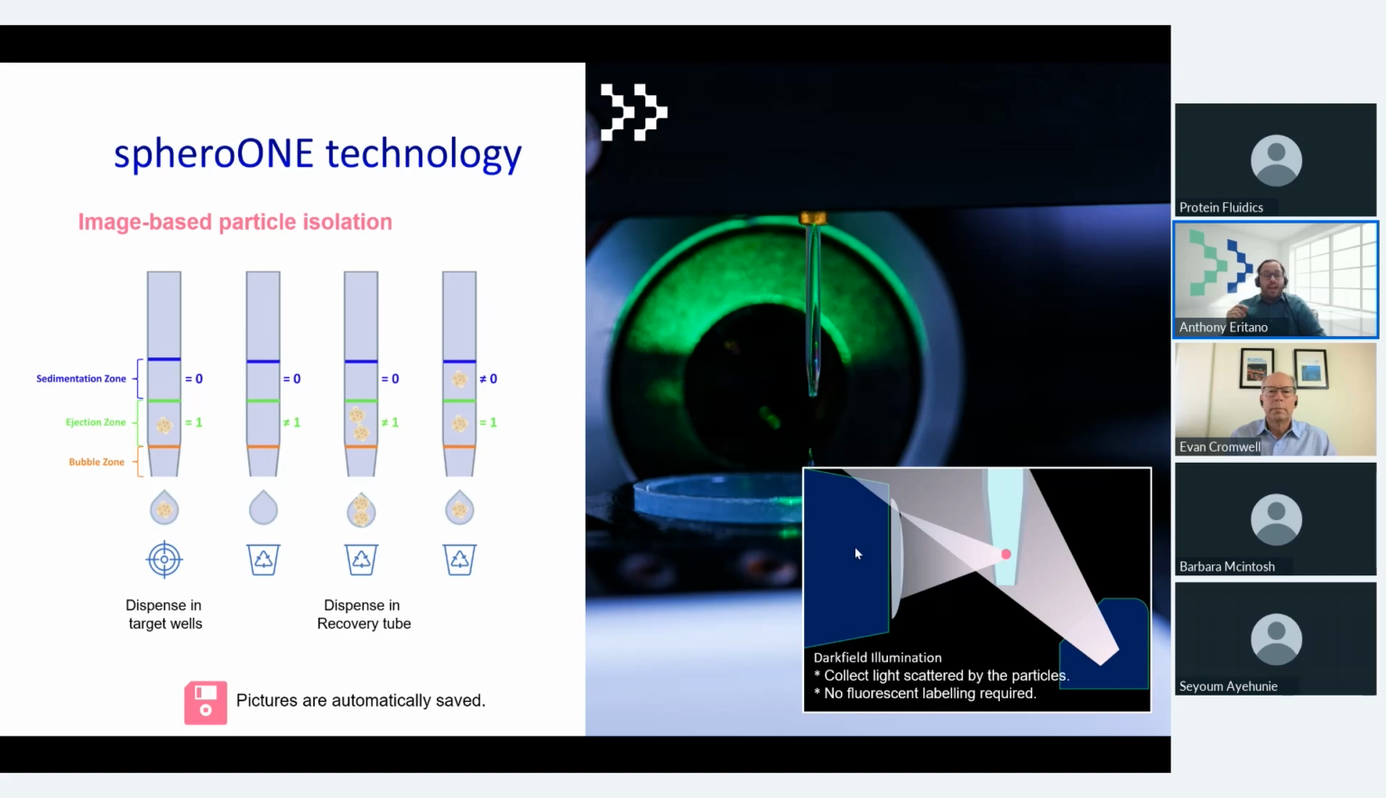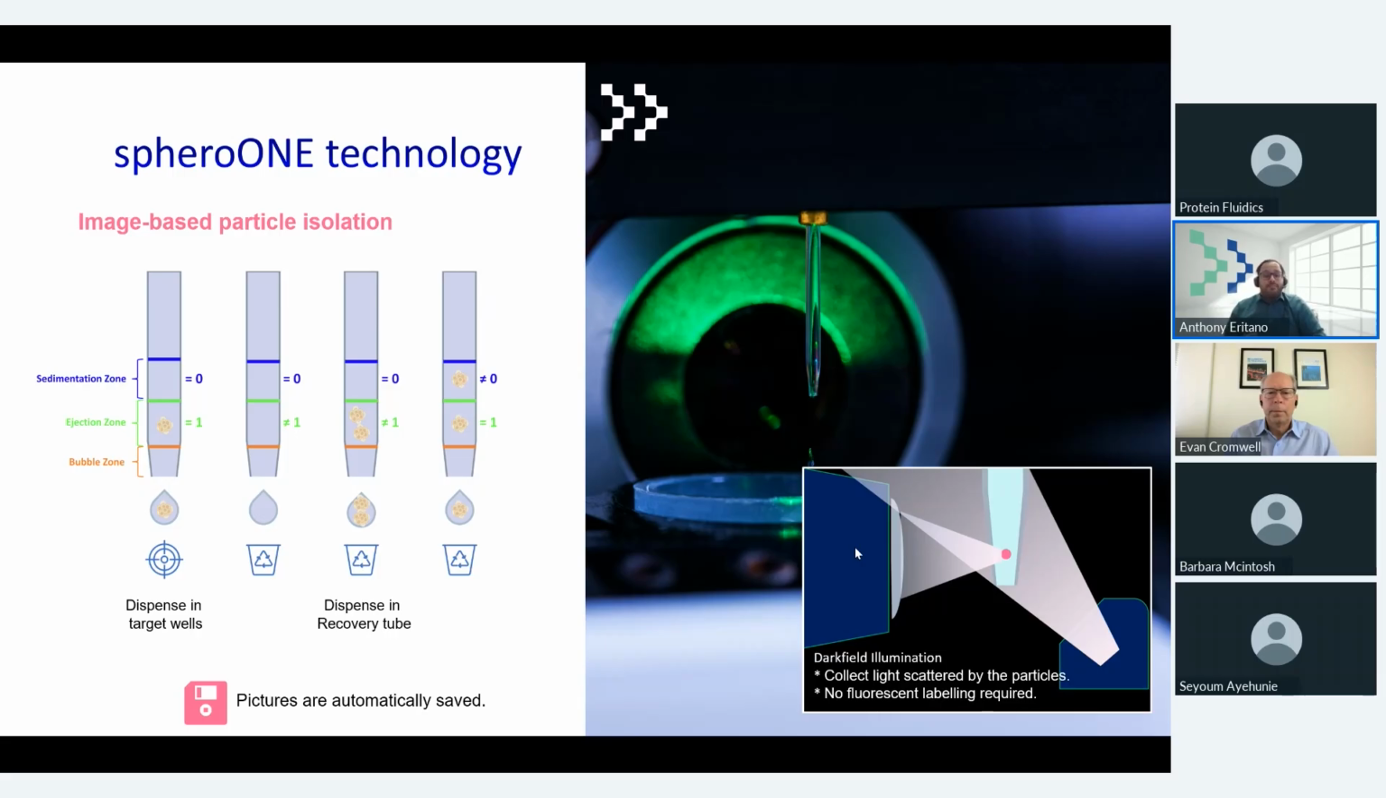And then you have the blue zone, which is the sedimentation zone, and that's the zone where the spheroids tend to fall down. I consider it sort of a safety zone, because if there's a spheroid in there, there's a chance that it can get dispensed along with the spheroid in question, so you can end up with two spheroids instead of one.